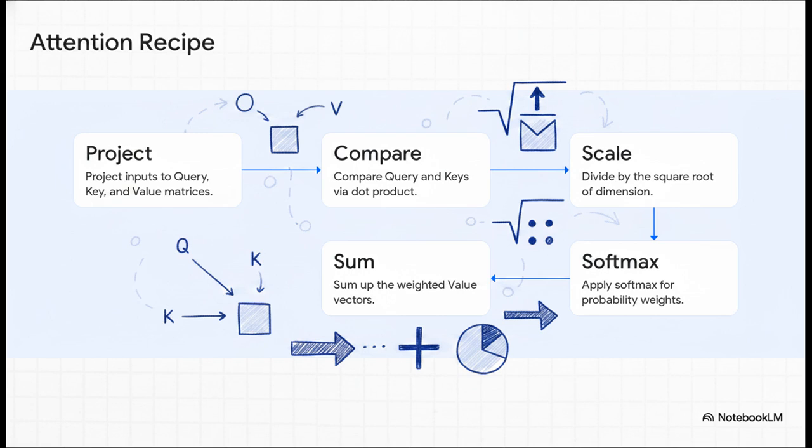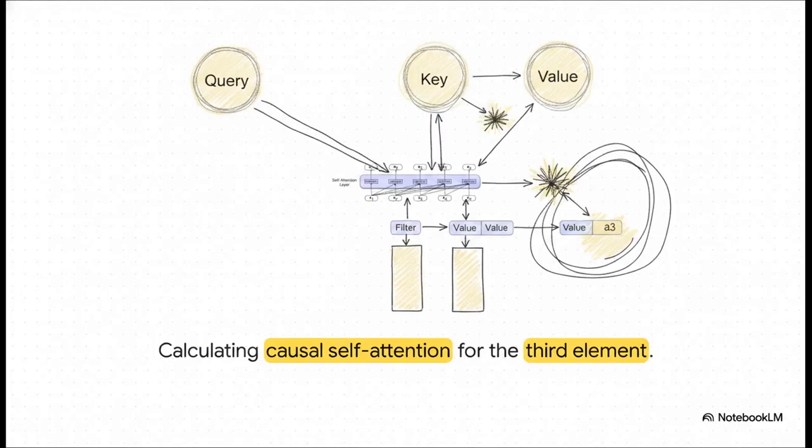Step 4, we apply a softmax function. This takes those raw scores and turns them into clean, easy probability weights that sum to exactly 100%. And finally, step 5, we use those percentage weights to multiply and sum up the value vectors of those preceding tokens. We can actually see this exact recipe mapped out structurally here.